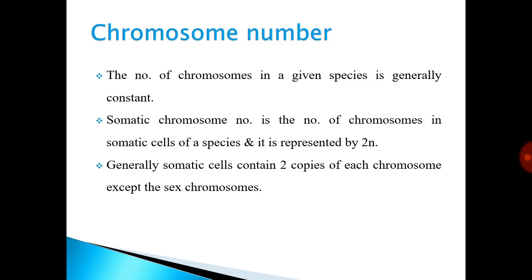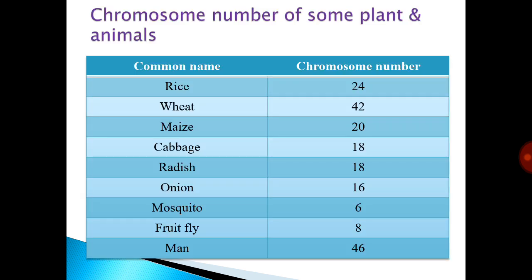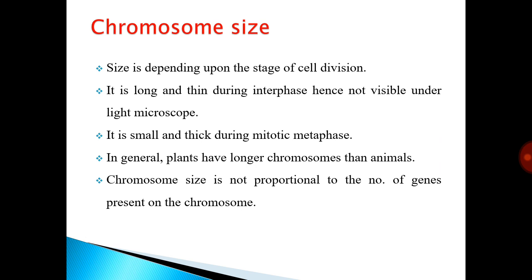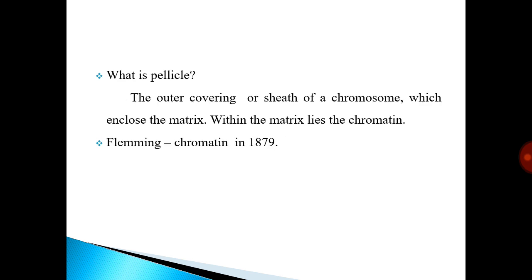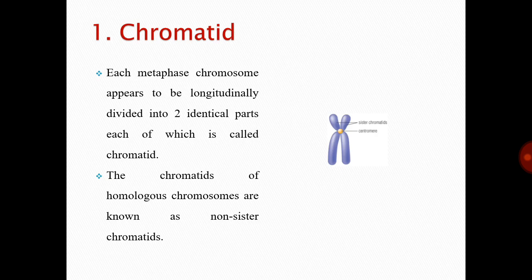So the chromosome number, somatic versus gametic, differs in some species. Now let's see the chromosome morphology. The chromosome size is measured with the help of a micrometer at mitotic metaphase. The shape of the chromosome is determined during anaphase, based on the position of the centromere. Based on that we have rod-shaped, J-shaped and V-shaped chromosomes.